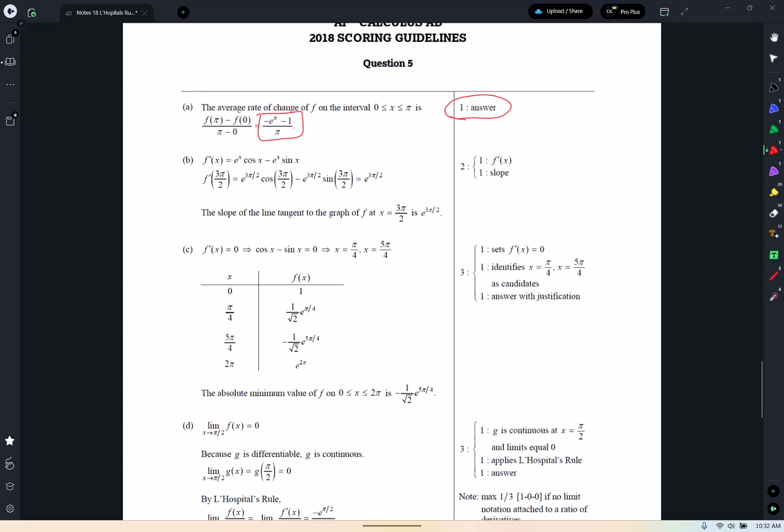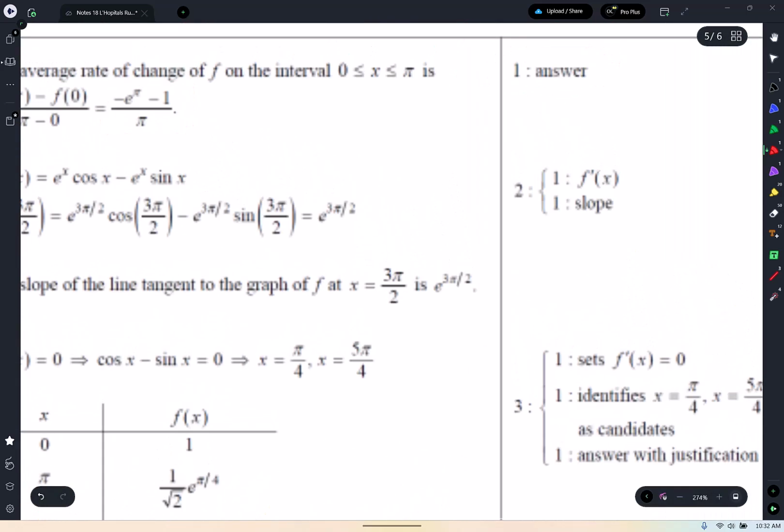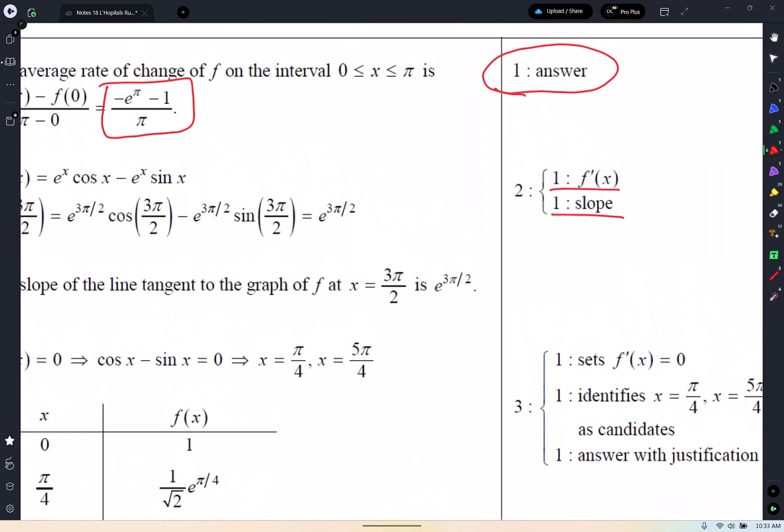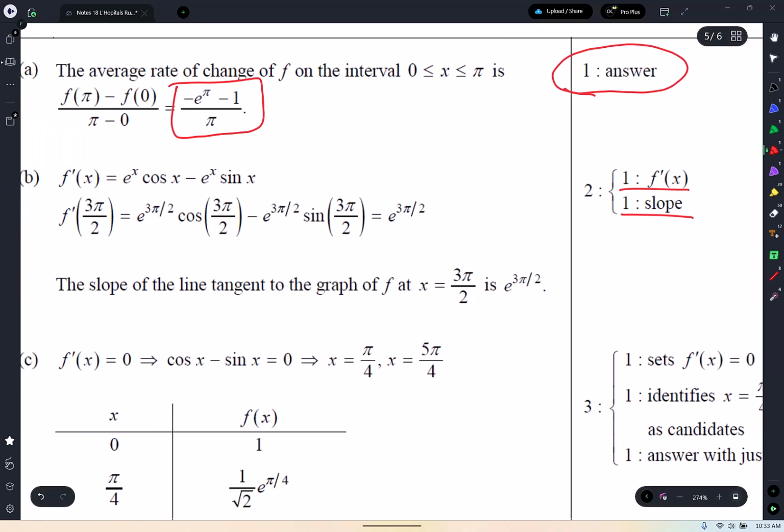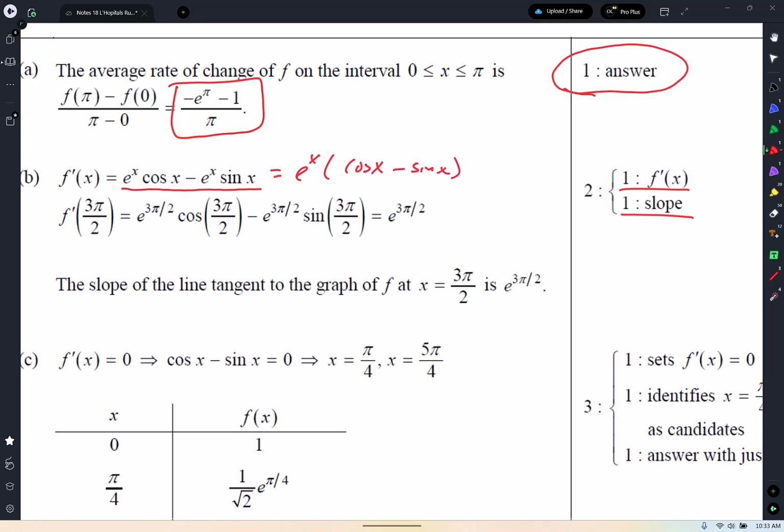Yes. Letter B. Look how they broke it down, guys. They broke down letter B by the derivative and the slope. So if you can get the correct derivative, that's a point. And then if you can get the slope, that's another point. Did we get this as my derivative? e to the x cosine x minus e to the x sine x. We factored out the e to the x. Ours is better, I think. But no big deal. Cool or not cool? So we got the point for the f prime.